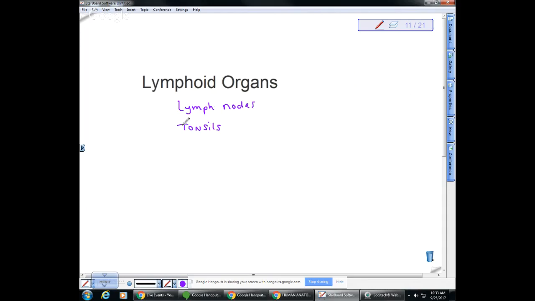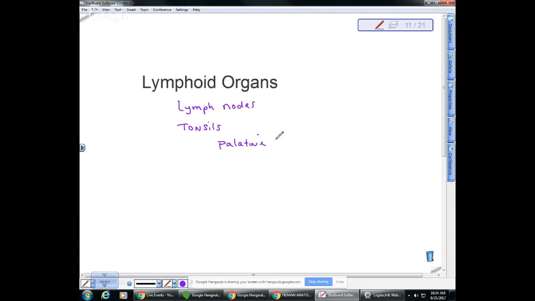So we actually have 3 sets of tonsils. What are the ones that are in the back of your throat on each side? Does anybody remember what type of tonsil that is? It's not lingual. Lingual is on the back of your tongue. What's the bone that makes up the roof of your mouth called? The hard palate, which is called palatine, right? So we have the palatine tonsils.